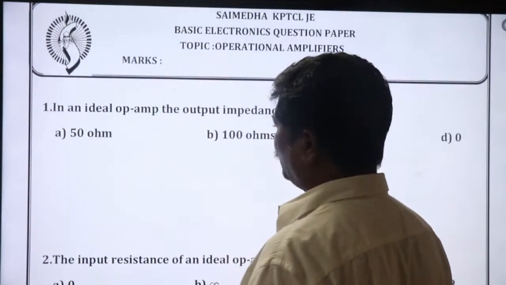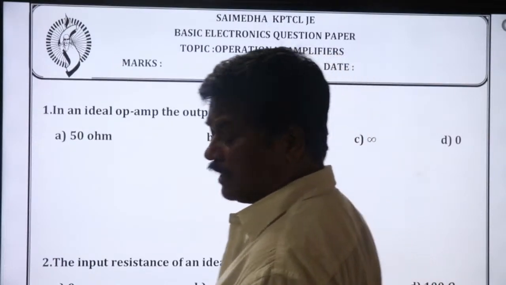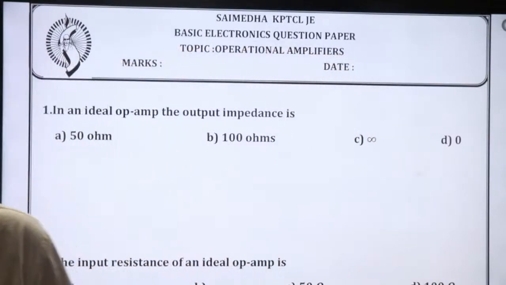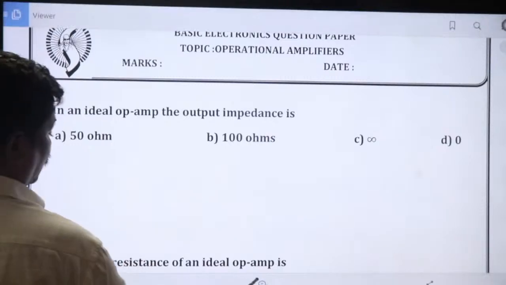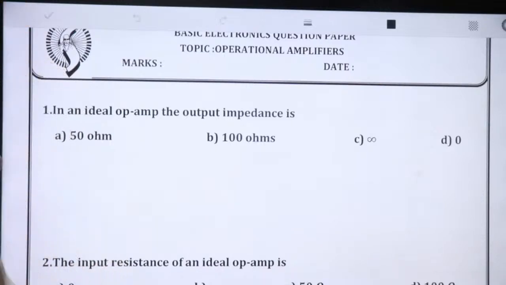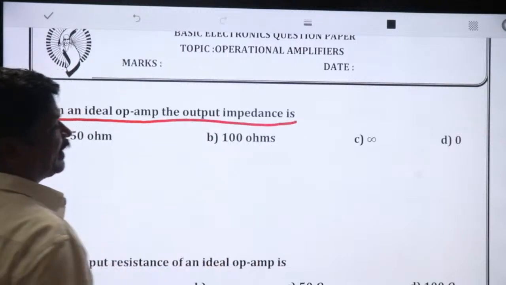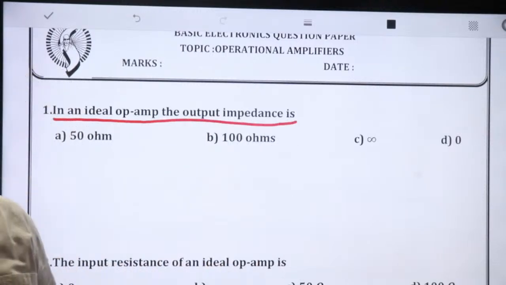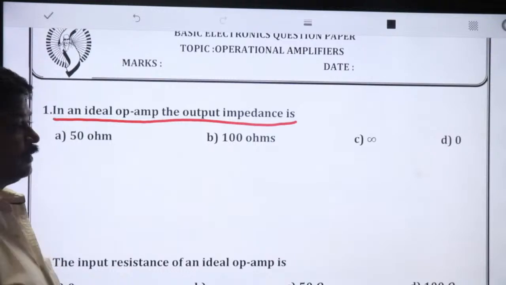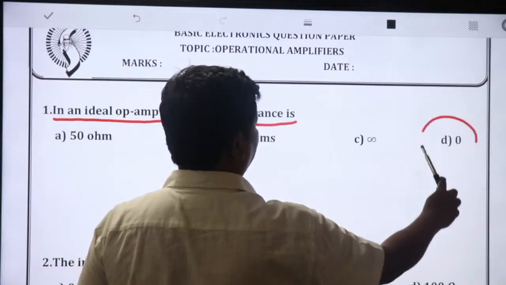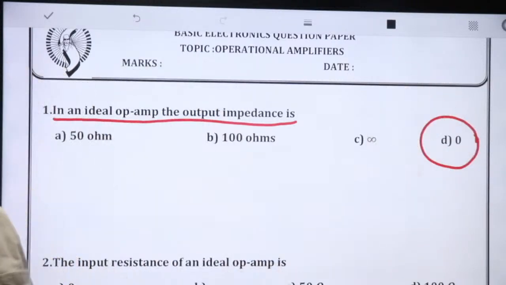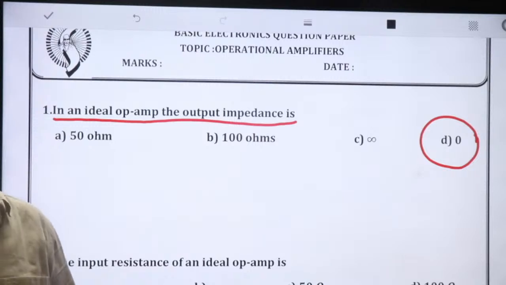So these are very simple questions. These questions belong to operational amplifiers. First question: in an ideal operational amplifier, what should the output impedance be? The output impedance of an ideal operational amplifier is 0.